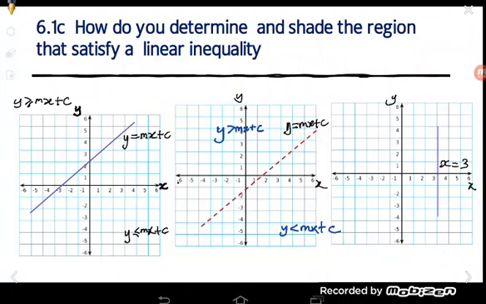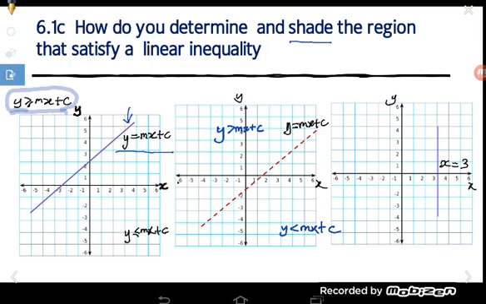Okay, let's see. This graph is already drawn for you, and as you know, this straight line, we call it in general y equals mx plus c. And if you want to shade the region that satisfies a linear inequality, let's say I have this one, the linear inequality is this one. How do you shade when you have this linear inequality?